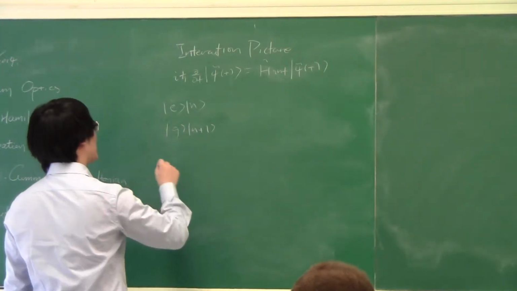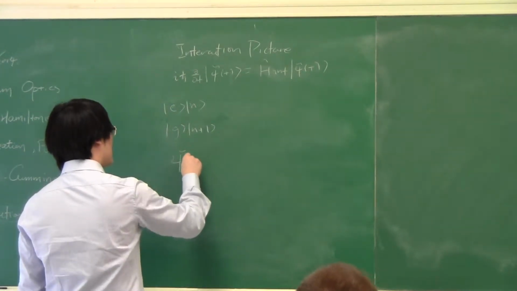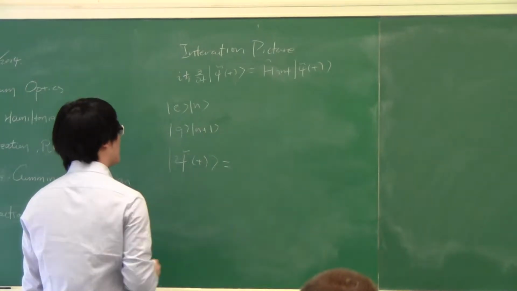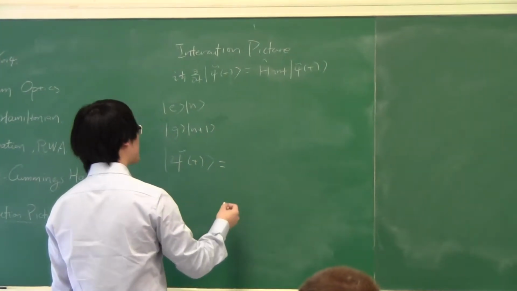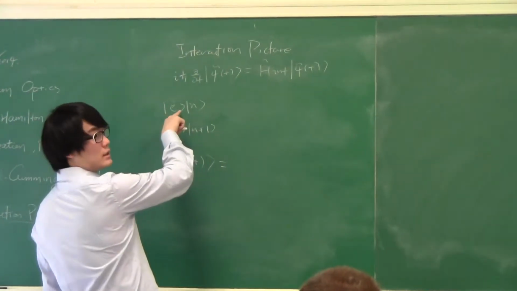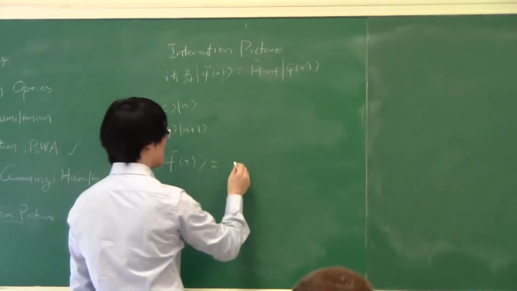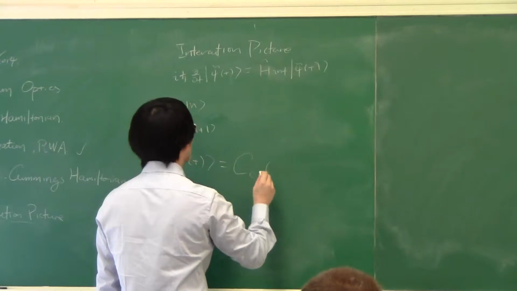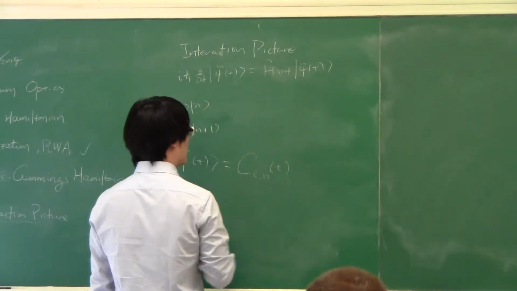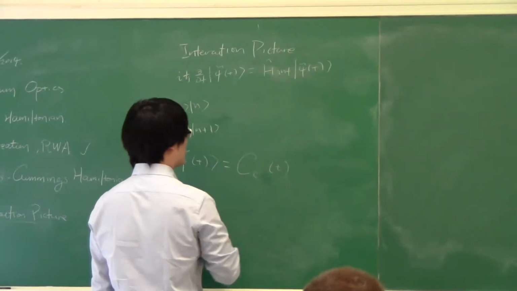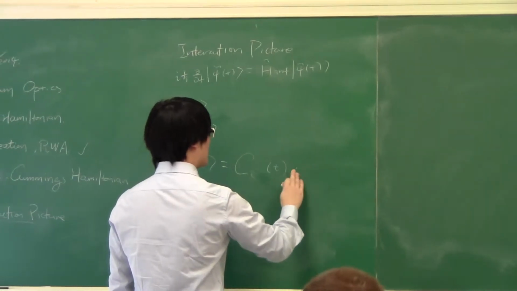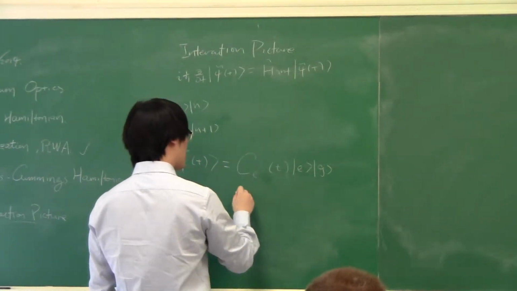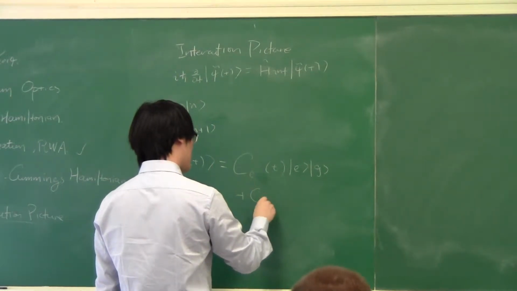And let me write, so I feel the state should be expanded in terms of, because this is the excited state, this is the ground state. So let me write C_e,n of t. Let's not even worry about that. Times |e,n> plus C_g of t.